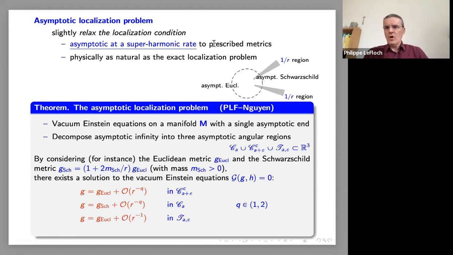Okay. So of course, this was not the exact answer to the question posed by Carlotto and Schoen, but from a certain point of view, I found it physically natural as the exact localization problem. So I call it the asymptotic localization problem. And in fact, the exponent q could be taken as large as you want, by refining our arguments. I may return to that later on at the end of the talk, but I may not have time for doing that. Okay, so this was what I was doing before.